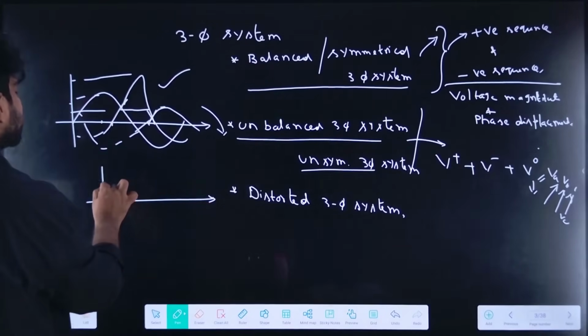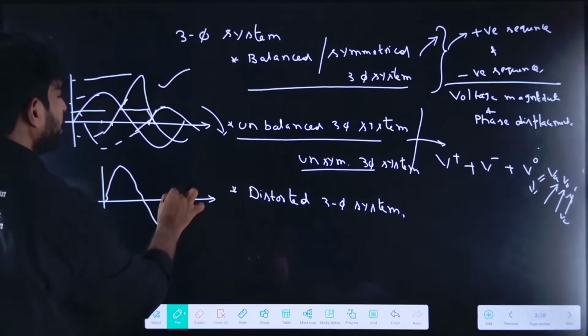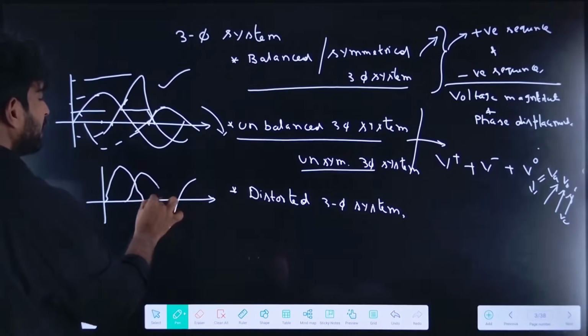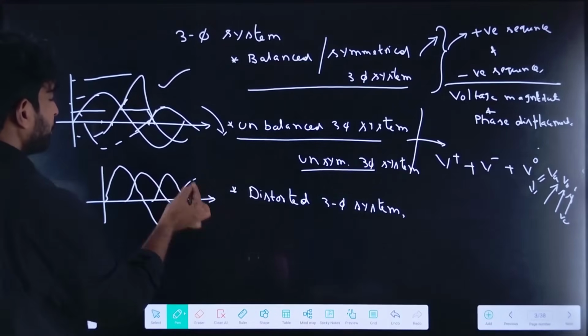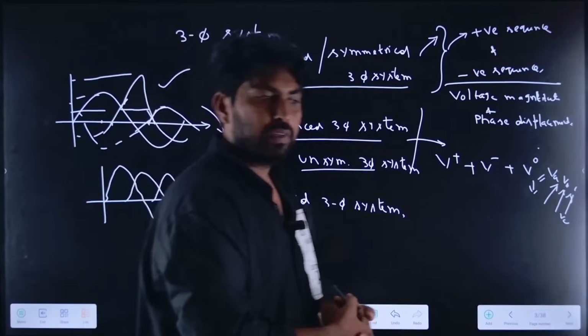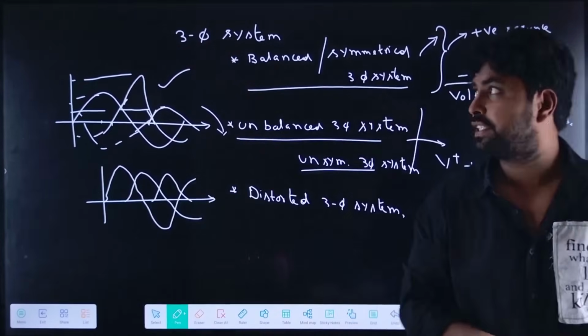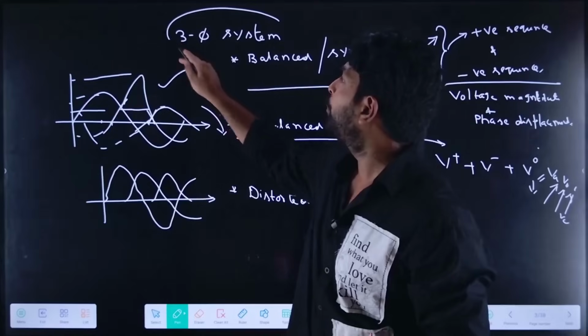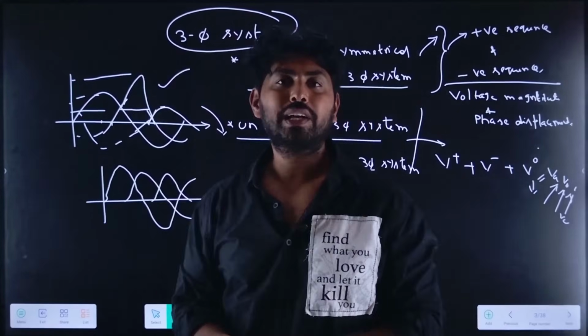The voltages are not pure sinusoids. So here it contains some harmonics in the system, which is called a distorted three phase system. So this is how the three phase systems are classified.